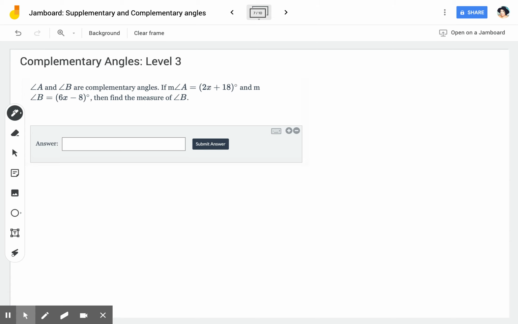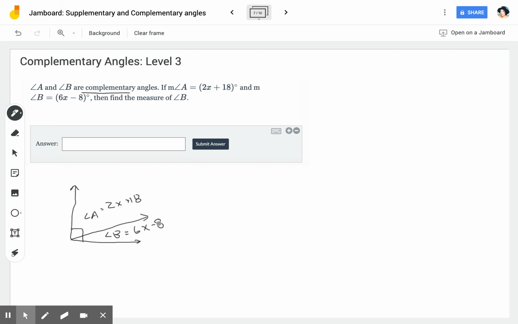Okay, so for complementary angles, you don't have to do this. I like to draw a right angle. You do, however, need to draw a diagram for us. So we have that angle A and angle B are complementary. That's why I made it a right angle. And we said that angle A is equal to 2x plus 18, and that angle B was equal to 6x minus 8.